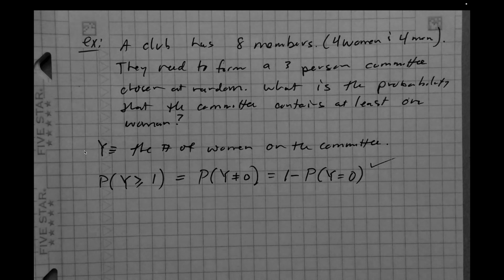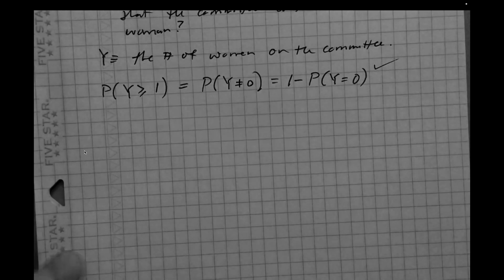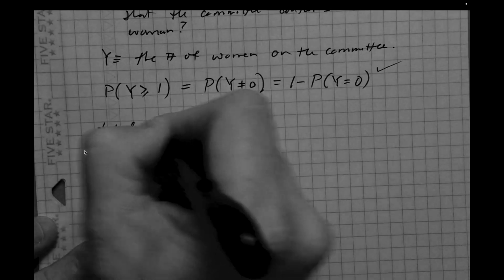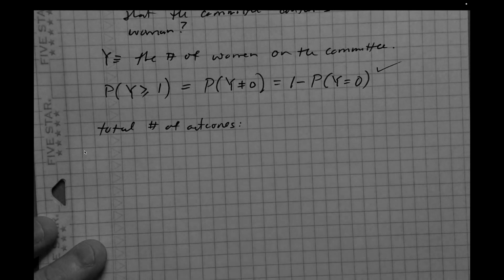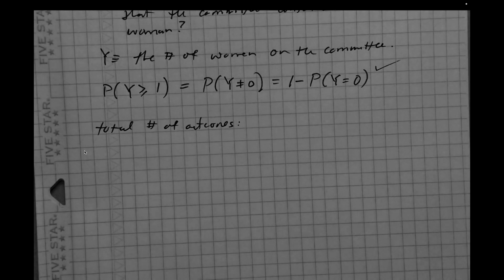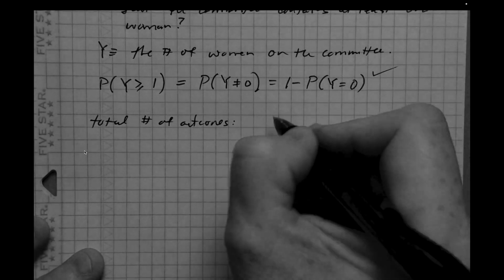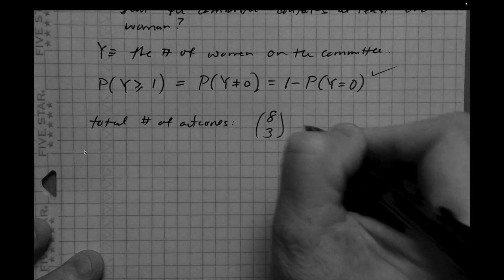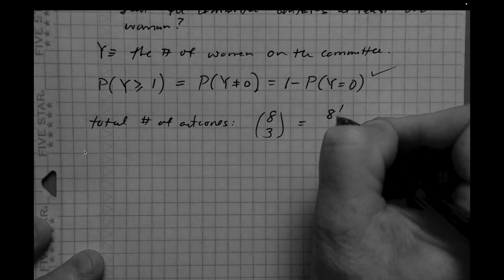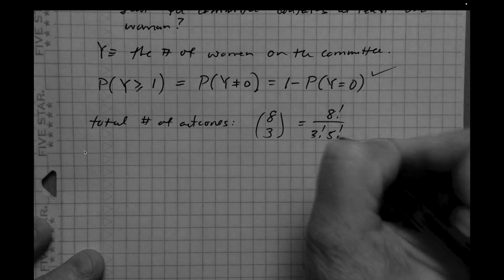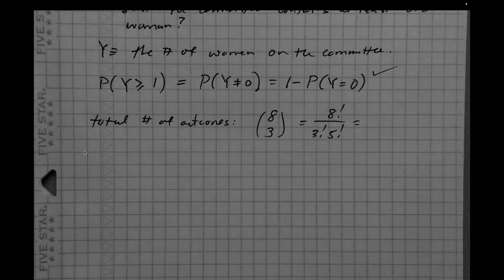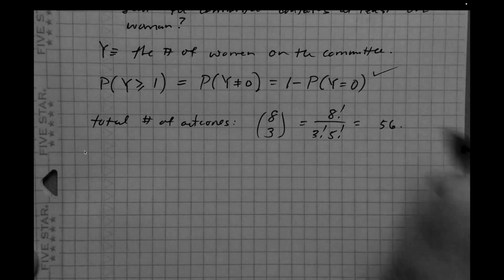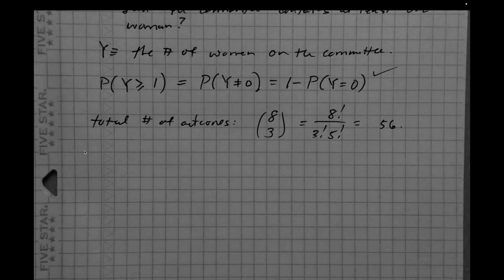So let's think about the total number of outcomes. What are the total number of outcomes? Well, I've got 8 people, and I'm going to choose 3 of them randomly. That's just 8 choose 3, isn't it? So it's 8 factorial over 3 factorial, 5 factorial. You can do the math on that, but I believe you will get 56. There's 56 different ways to choose this three-person committee.